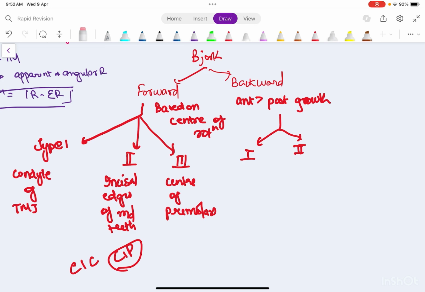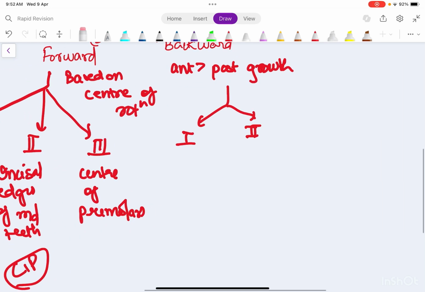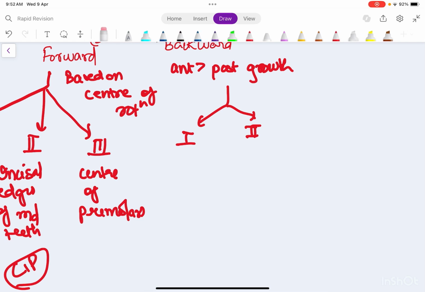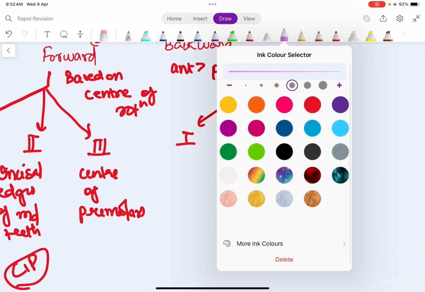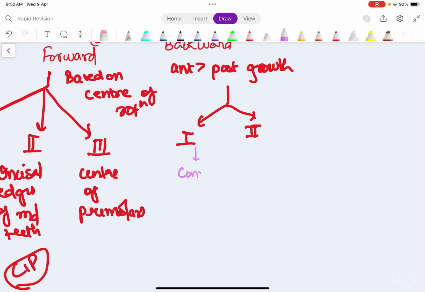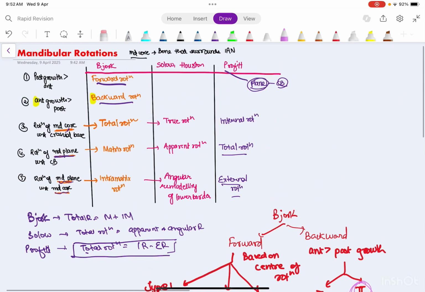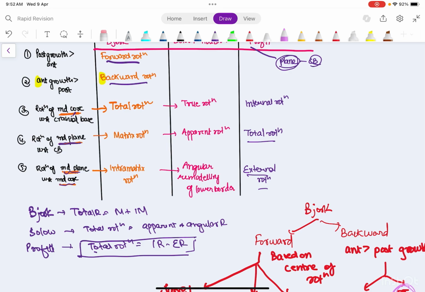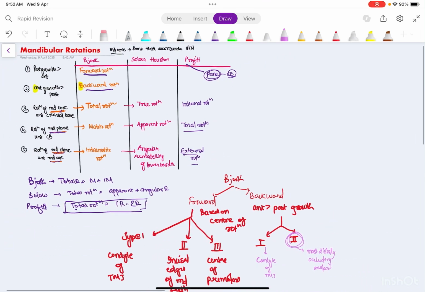Then you can remember Cipla, right? So here first is always with respect to the condyle only. So this is with respect to condyle of TMJ, and in backward it is the most distally occluding molar. Now there are many MCQs, but these are the core ones that you should know.